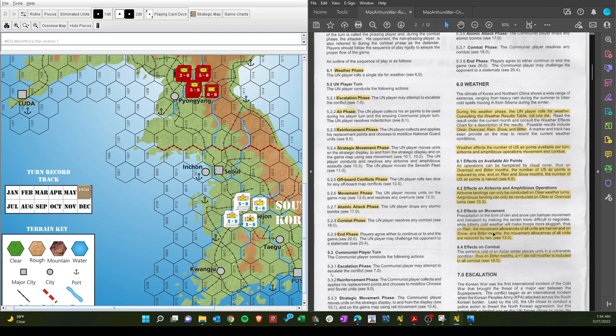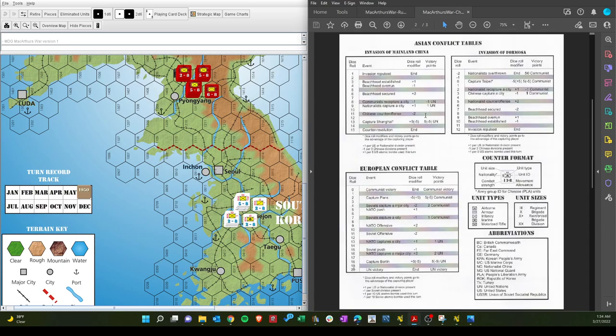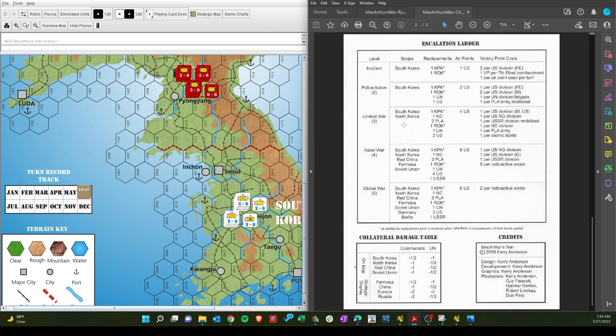Right? Sequence of play. Weather plays a big role. We'll see that here in a second. So every turn you roll for weather, and then the UN player turn, escalation phase. And notice it says may attempt to escalate the conflict, unlike NATO 61, where you could just do it. And here, this is it.